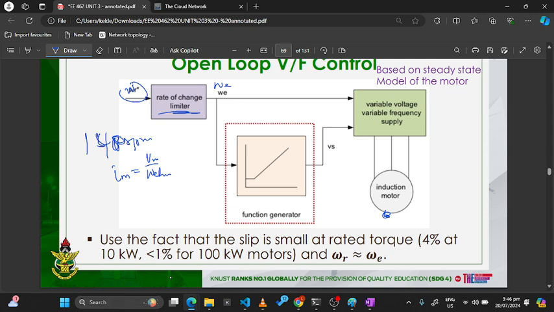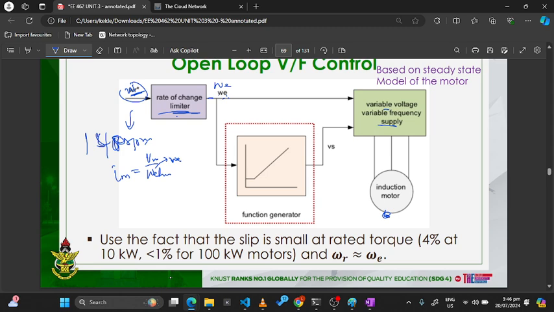So once we want 1,400 RPM, this will go through a rate of change limiter, and its output is going to be a certain omega E, the omega E that will give us an omega R of 1,400 RPM. Then once we get this output, this omega E, which is the synchronous speed that will give us this rotor speed, will go through a variable voltage, variable frequency supply.